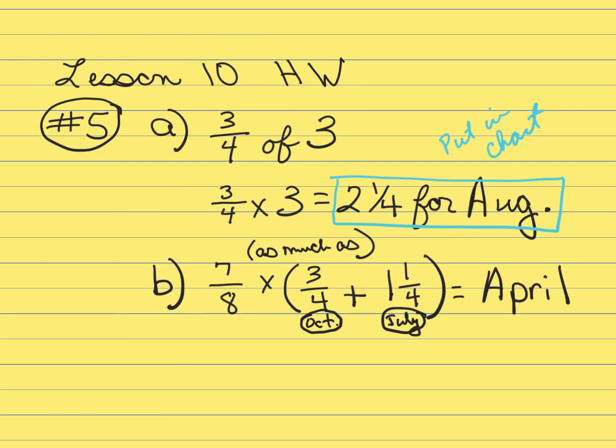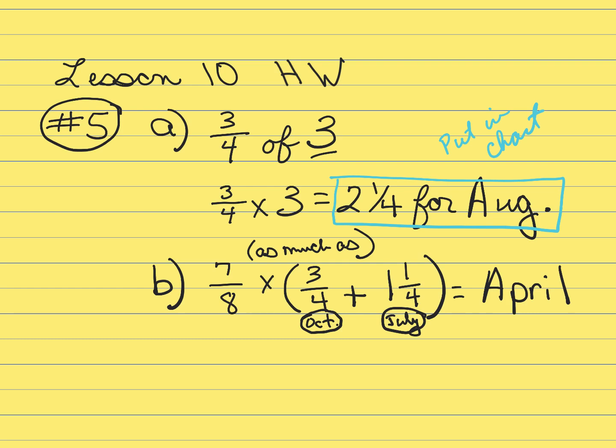Okay, if you still have your homework from lesson 10, because I don't think you probably turned it in, I want you to look at this. Number 10, number 5, because I feel like we didn't walk through it enough. So I want to just show you A. 3/4 of 3, we're trying to find August. It says she bought 3/4 of January's total in August. So January's was 3, 3/4 of 3, and that's how we would get the amount of pounds for August. So you can put that in the chart.